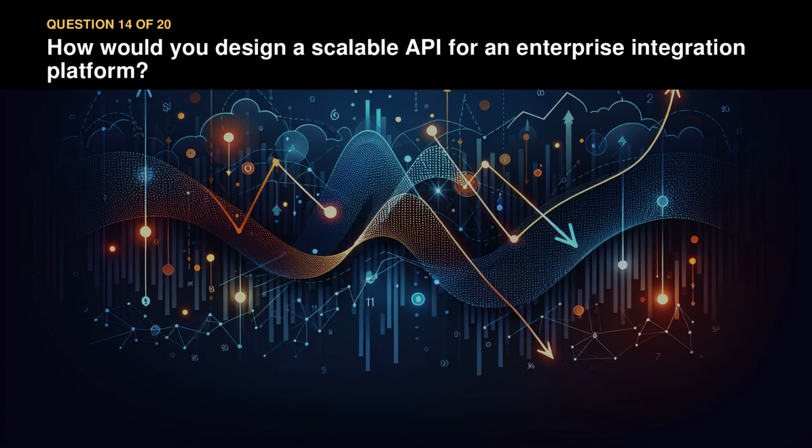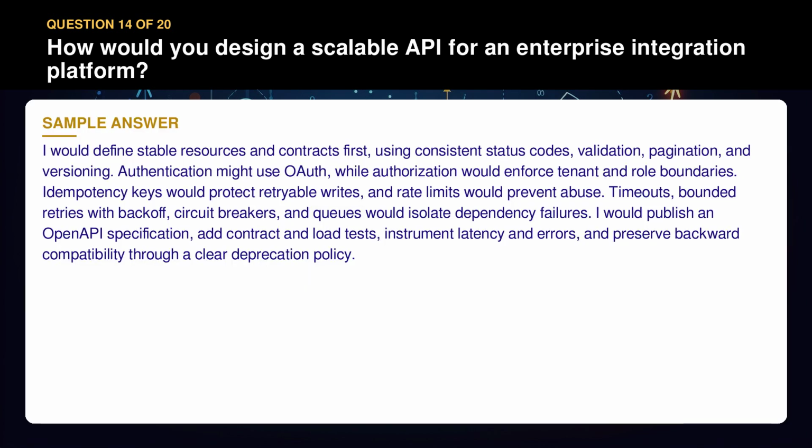Question 14. How would you design a scalable API for an enterprise integration platform? I would define stable resources and contracts first, using consistent status codes, validation, pagination, and versioning. Authentication might use OAuth, while authorization would enforce tenant and role boundaries. Idempotency keys would protect retryable writes, and rate limits would prevent abuse.